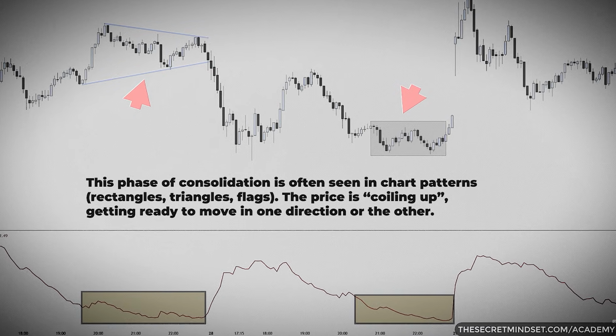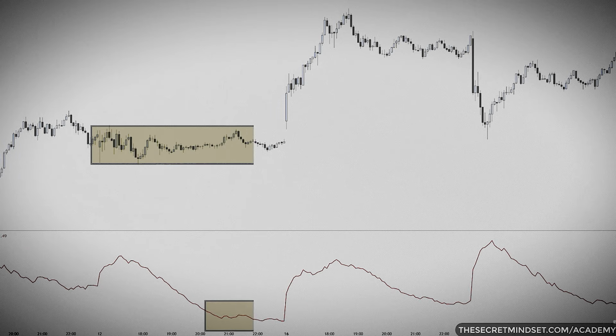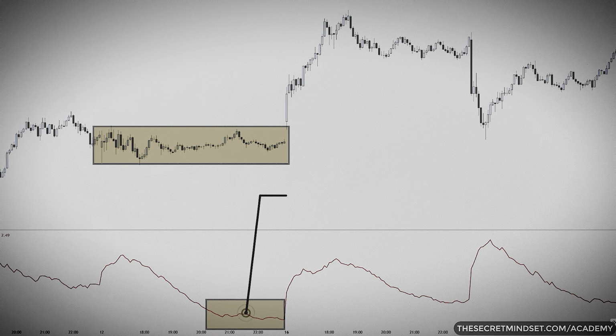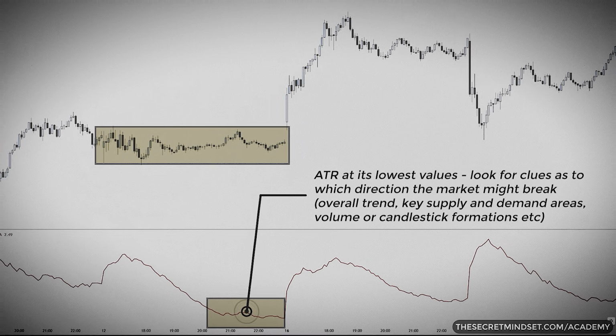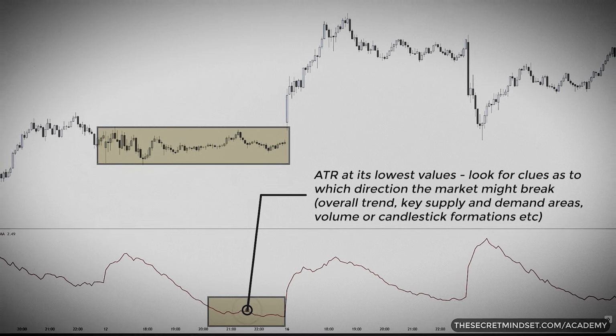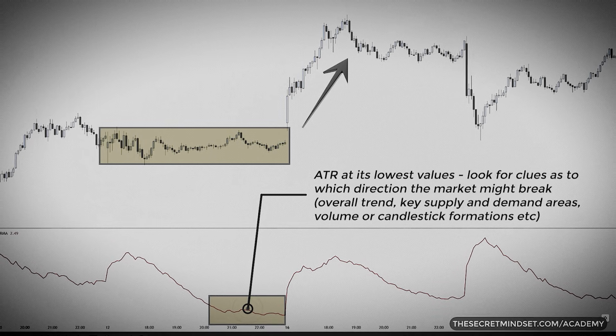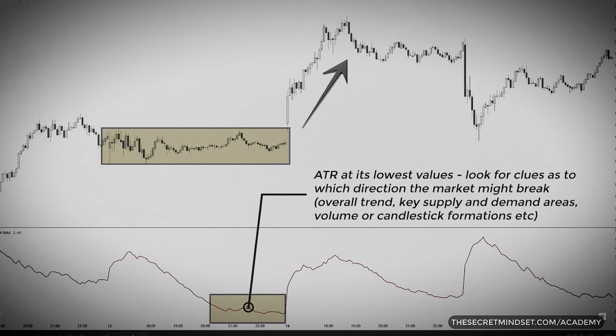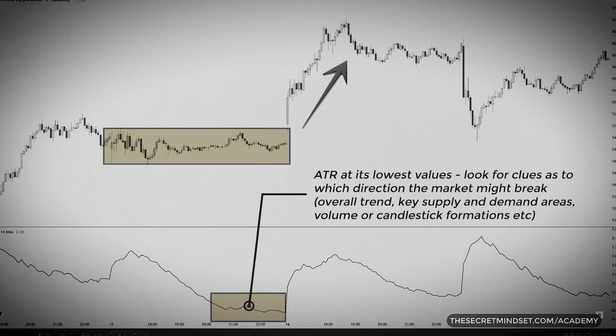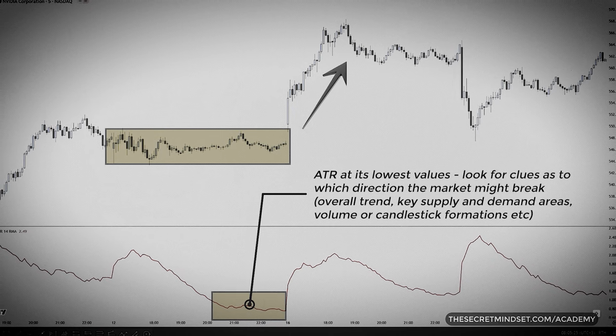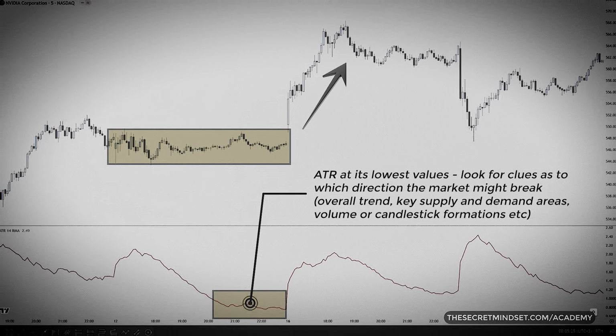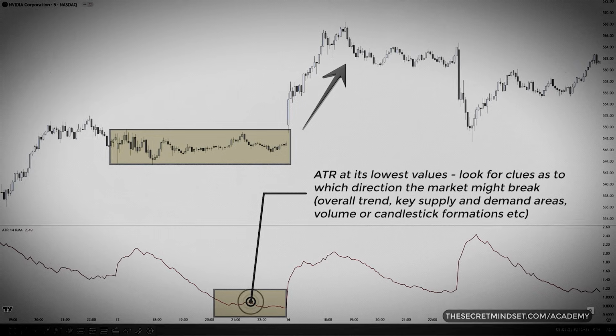This is your signal to be on high alert. So, when you see the ATR at its lowest values, you start to prepare. You look for clues as to which direction the market might break. You look at things like the overall trend, key supply and demand areas, volume or candlestick formations. You use these to get a sense of the market's intentions.